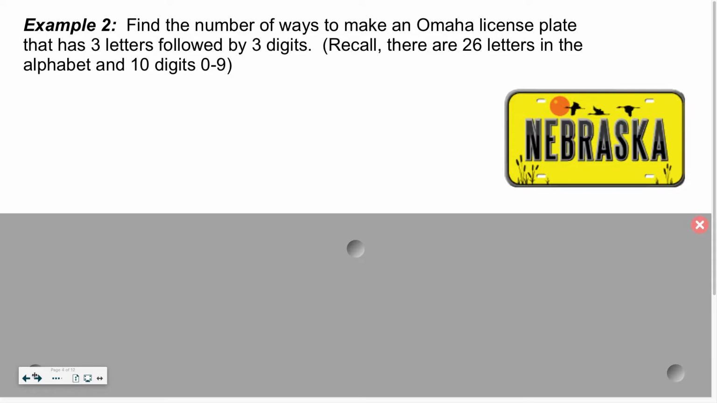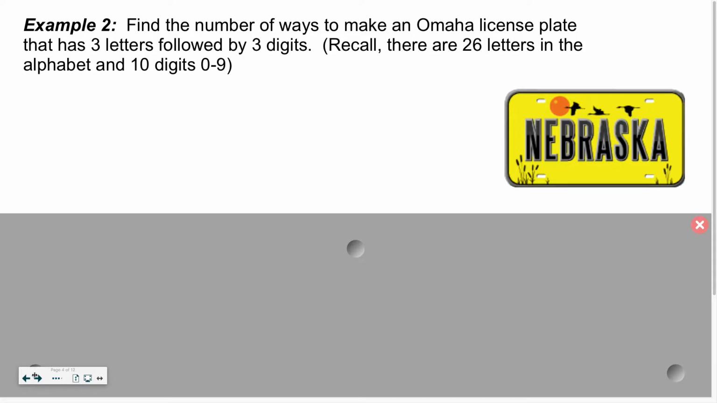Maybe there has to be a special character or something like that, so you can add in all those different numbers. This will be the one time I tell you how many letters and digits there are on a quiz or a test. I'm happy to answer questions about the deck of cards, but I would expect you to know there are 26 letters and 10 digits: 0, 1, 2, 3, 4, 5, 6, 7, 8, 9. Okay, so the license plate has 3 letters followed by 3 digits.